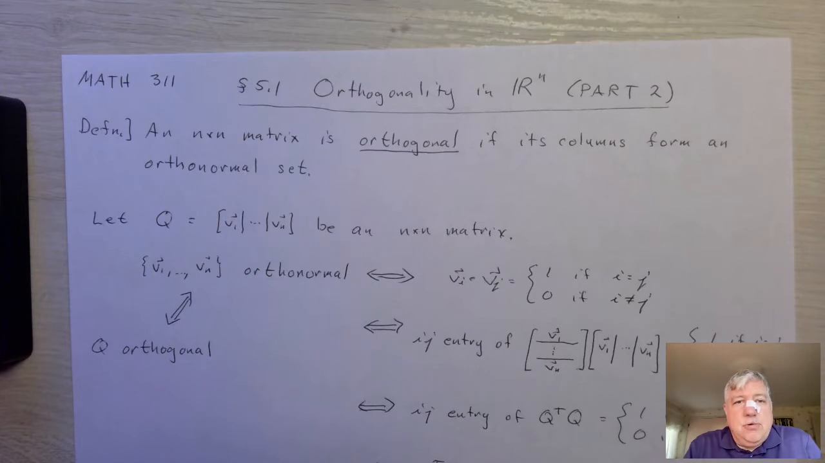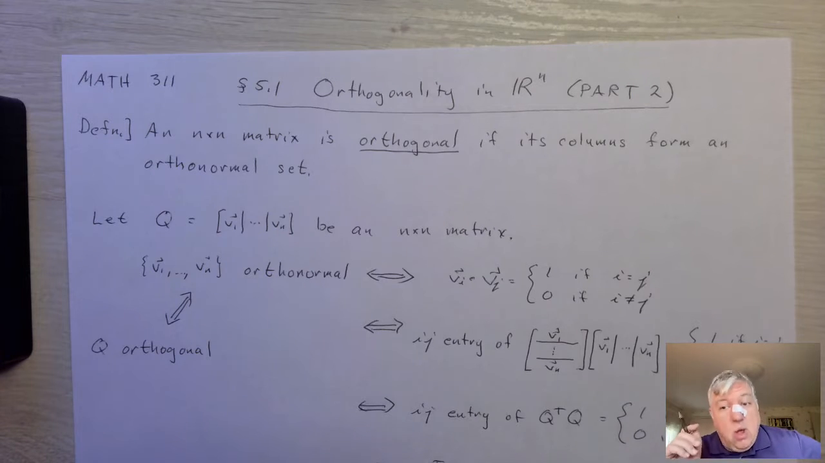This is part 2 of a lecture on section 5.1 from Math 311, a course in linear algebra at Western Illinois University. In the previous video, we talked about orthogonal sets and orthonormal sets of vectors and what they mean. Now we're going to talk about orthogonal matrices.